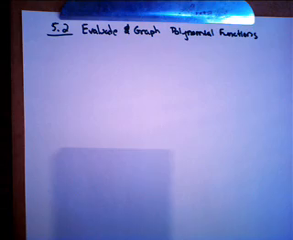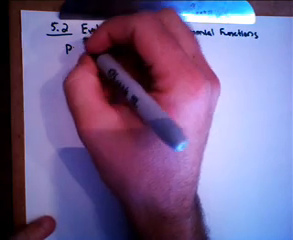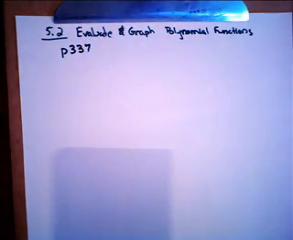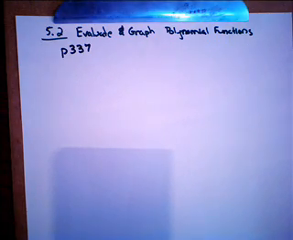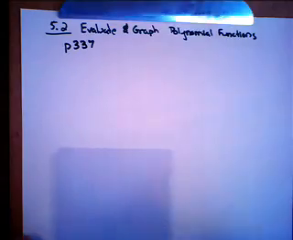Alright, in chapter 5.2 we're going to be looking at how to evaluate and graph polynomial functions. The first thing I want to do is just go through and there's a table on page 337 that we want to look at, and it's talking about the common different types of polynomials and how you will see them. And there's a few different things you need to know.